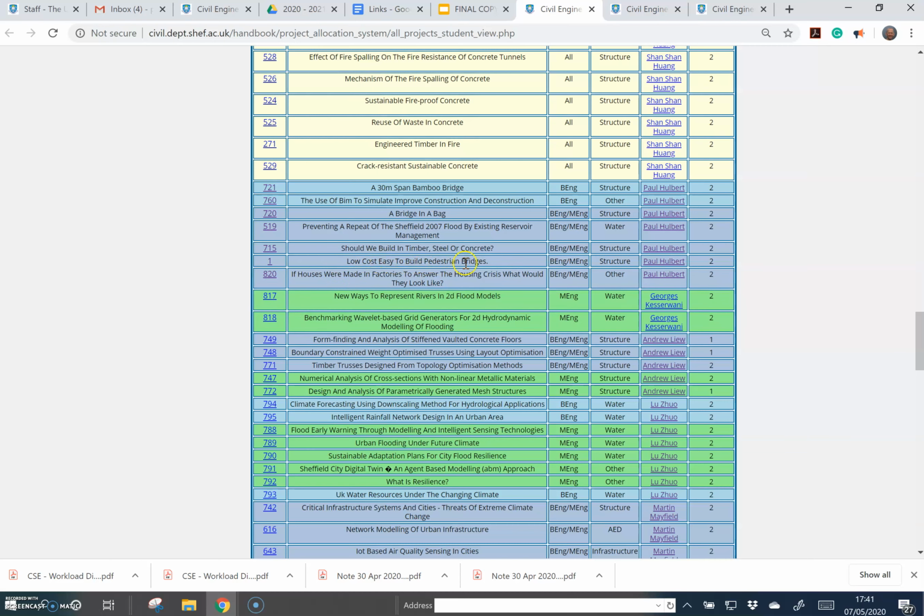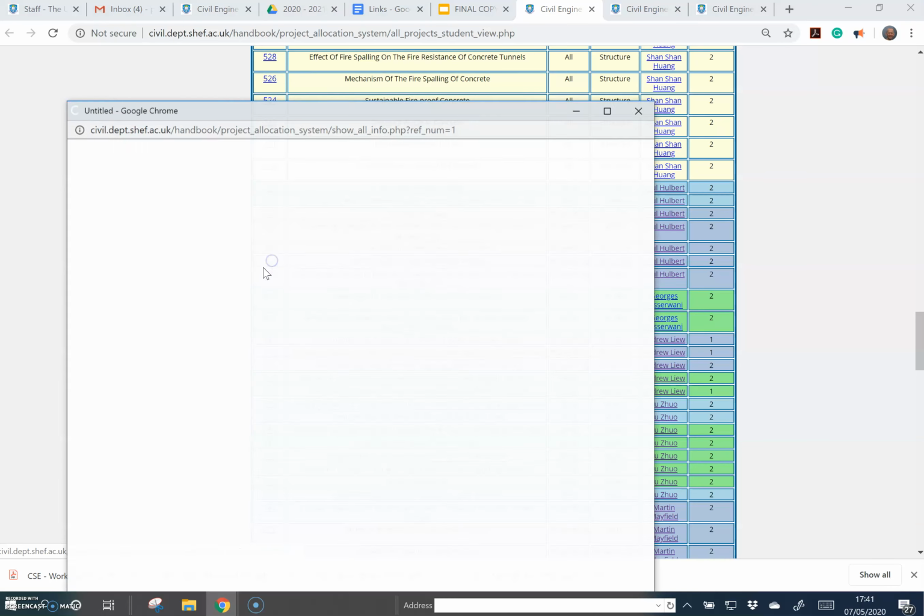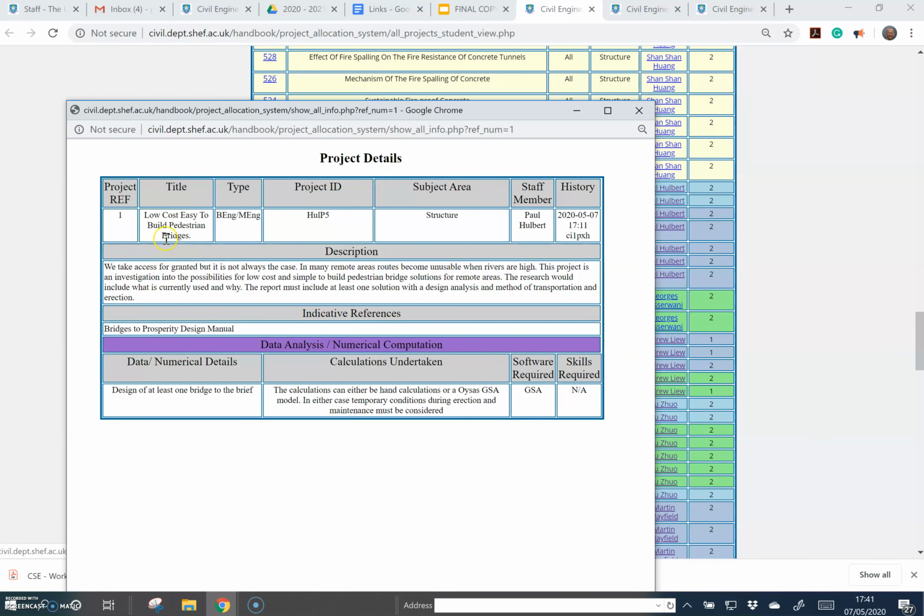Low cost, easy to build pedestrian bridges. So this is a design of a bridge, but the difference is it's going to be low cost and easy to build. So we take access for granted, but in many remote areas that isn't true, especially when rivers are high, which can be seasonal. This is to investigate the possibilities of producing a low cost, simple to build solution for a remote area using potentially remote labour and not the usual kind of plant and machinery you would have available.